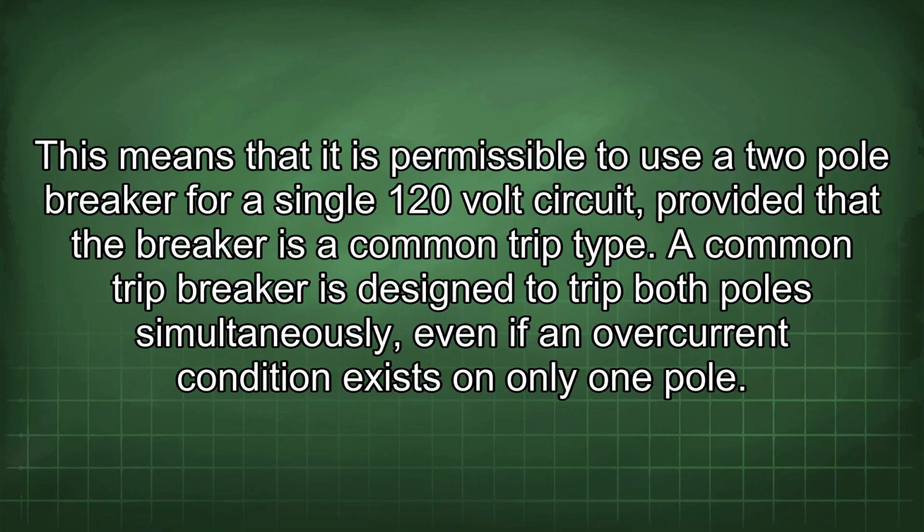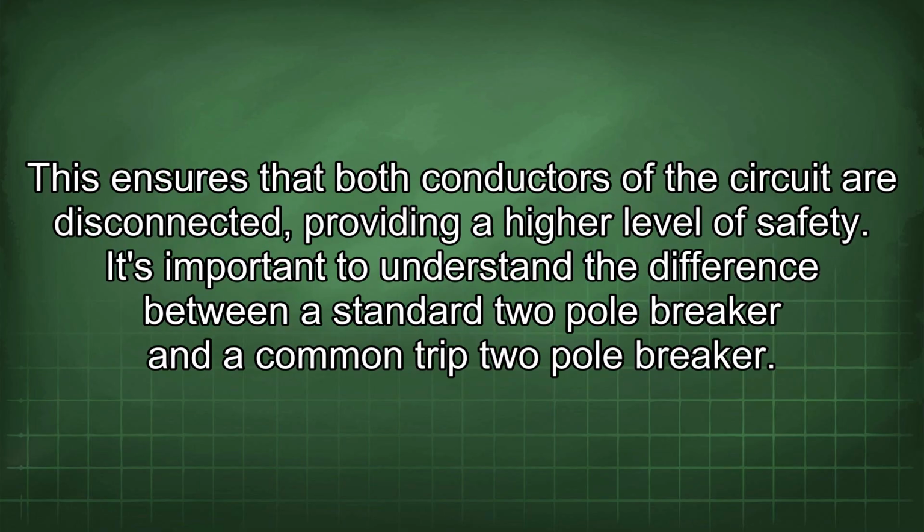This means that it is permissible to use a two-pole breaker for a single 120-volt circuit, provided that the breaker is a common trip type. A common trip breaker is designed to trip both poles simultaneously, even if an overcurrent condition exists on only one pole. This ensures that both conductors of the circuit are disconnected, providing a higher level of safety.